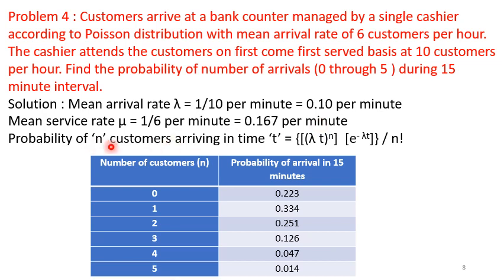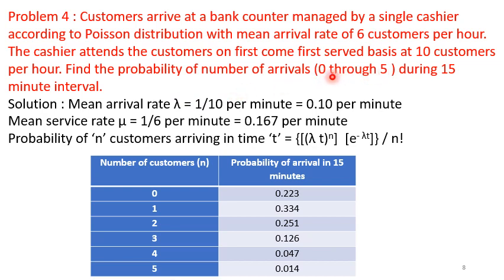And the probability of n customers arriving in time t is given by lambda t whole raised to n into e raised to minus lambda t, whole divided by n factorial. So here the probability of n customers arriving in time t is equal to this expression. So you have to now take n values. We need to find the probability of the number of arrivals 0 through 5.